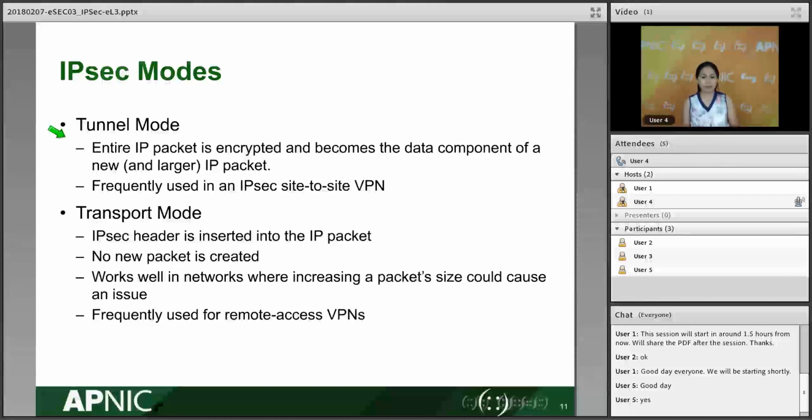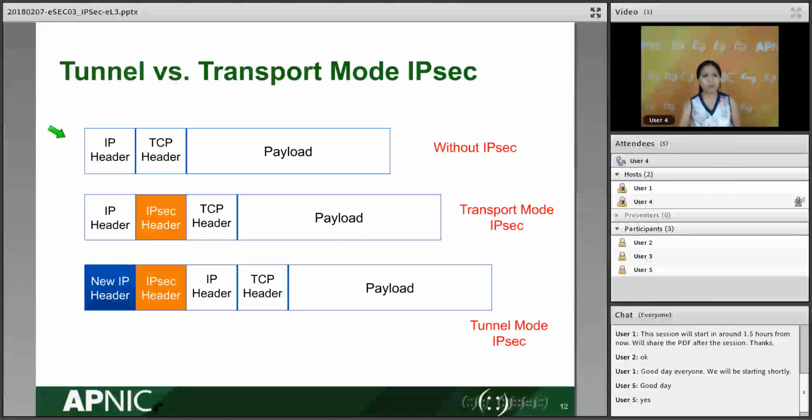Configuration wise, it's usually just a matter of choosing which mode you're going with, but operation wise, it's a bit different. In tunnel mode, the entire IP packet is encrypted and becomes the data component of a new and larger IP packet. I'll let you take some time to digest that. You have a packet, this entire packet is encrypted, and then it becomes a data component when it is passed through. How does that actually work? Let's look at this quite quickly.